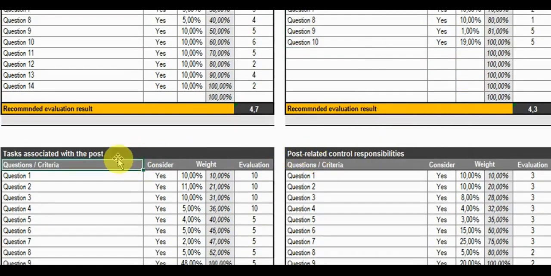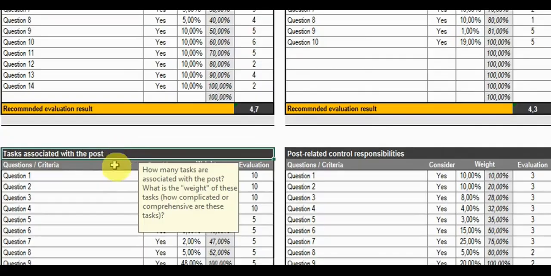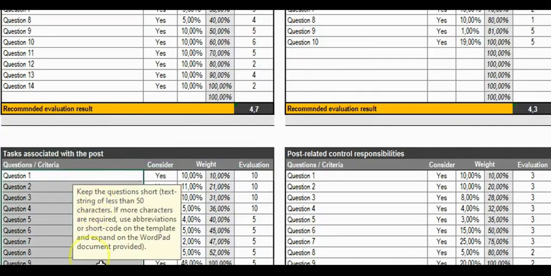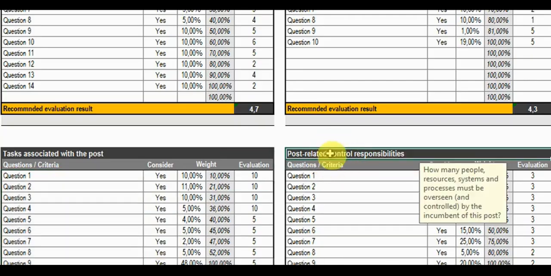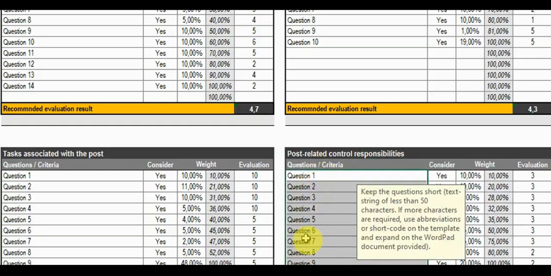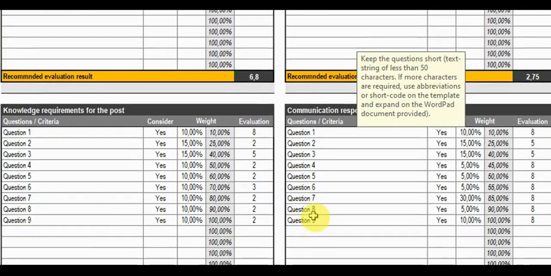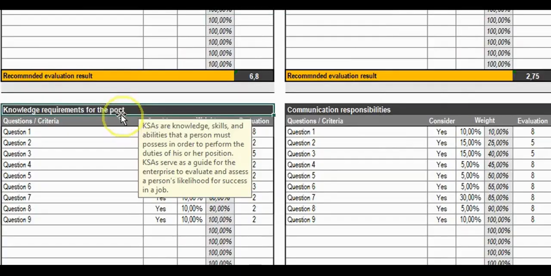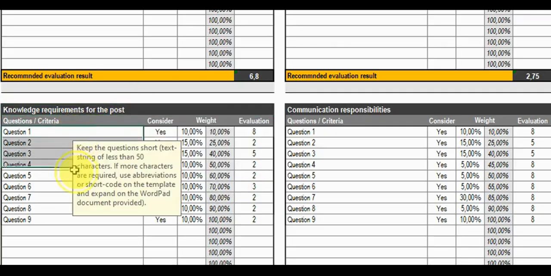Decision-making is the process of making choices by identifying a decision, gathering information, and assessing alternative resolutions. How much decision-making responsibility will be vested in the post? How many tasks are associated with the post? What is the weight of these tasks? How complicated or comprehensive are these tasks? How many people, resources, systems, and processes must be overseen and controlled by the incumbent of this post?